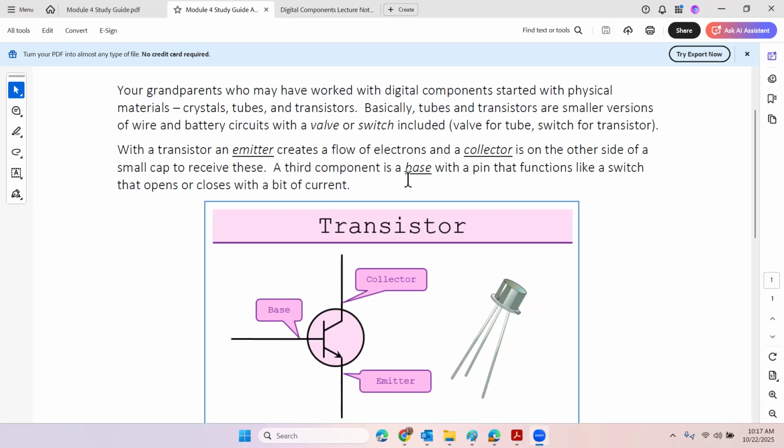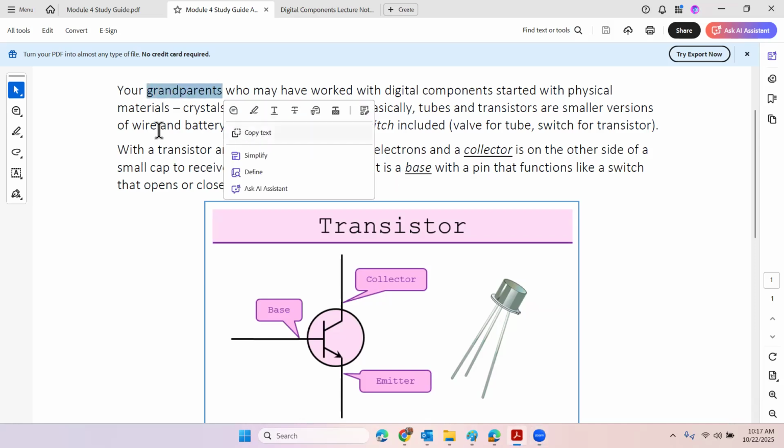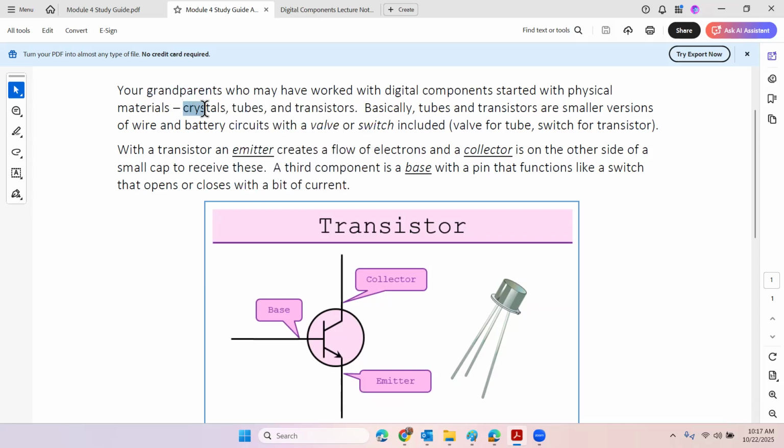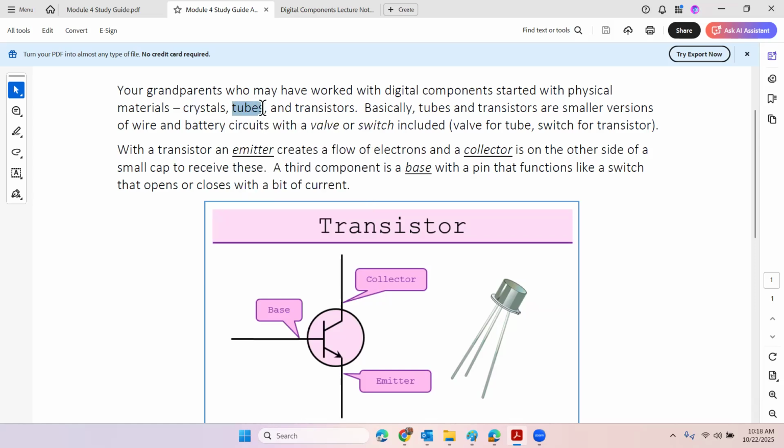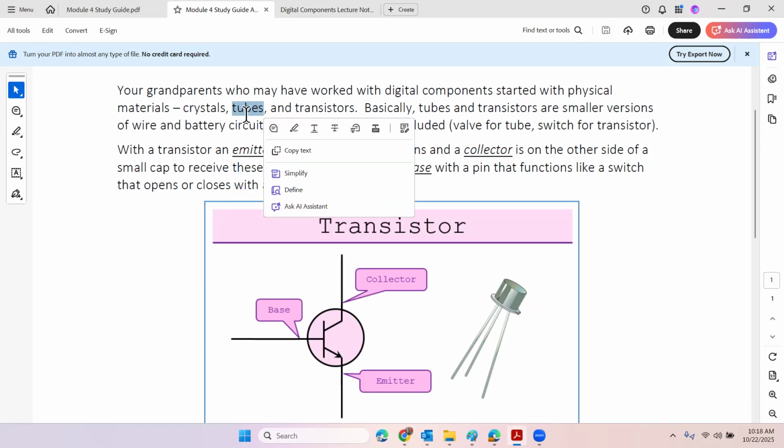So basically, your grandparents knew how to build their own radio, and they actually used crystals, as in rock crystals, a mineral that you can mine, and they would use a rock crystal and they would have tubes and transistors, okay? The first thing that appeared was a tube.